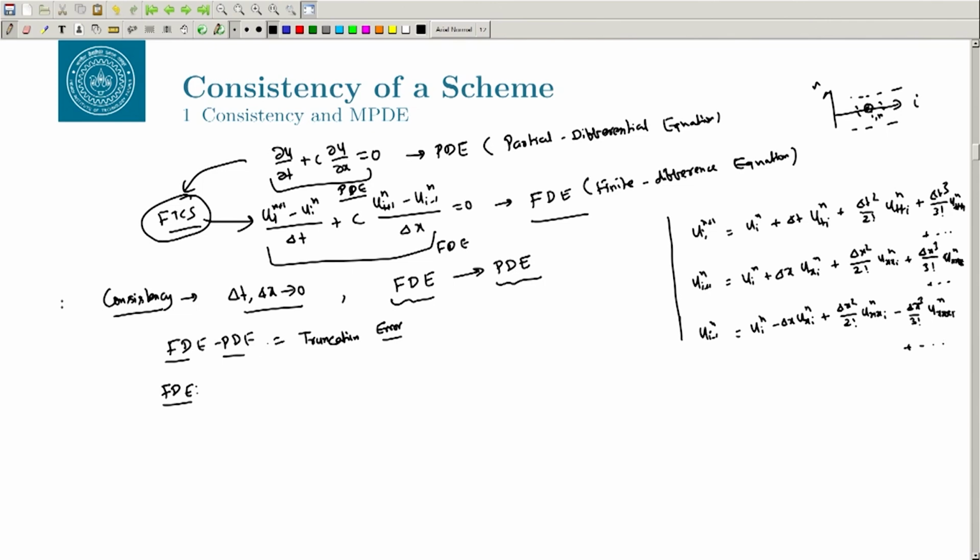So, our FD is what? FD is (U_i^(n+1) minus U_i^n) by delta t plus C (U_(i+1)^n minus U_(i-1)^n) by delta x, right. So, use these relations. What we will do is take these two, left minus right, and divide by delta t. That will give us this term, and then we subtract this minus this, okay, i plus 1 minus i minus 1, and divide by delta x, that will give us this term. Okay.